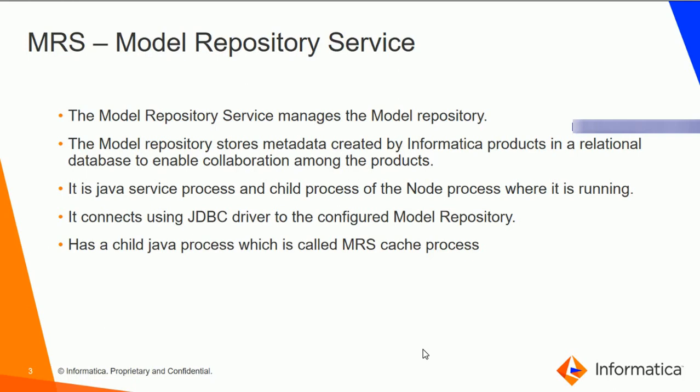It also has a child process, given you would have enabled the cache process for it. The cache process is something which the MRS can use to reduce the database interaction by storing certain requested objects. For further requests, it can use the cache so that the request gets serviced directly from the cache instead of hitting the database again for the output.